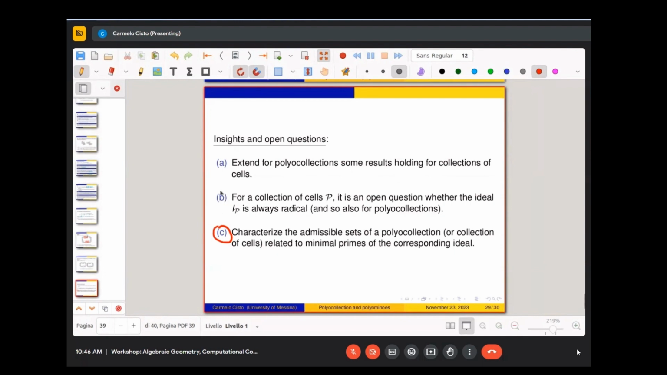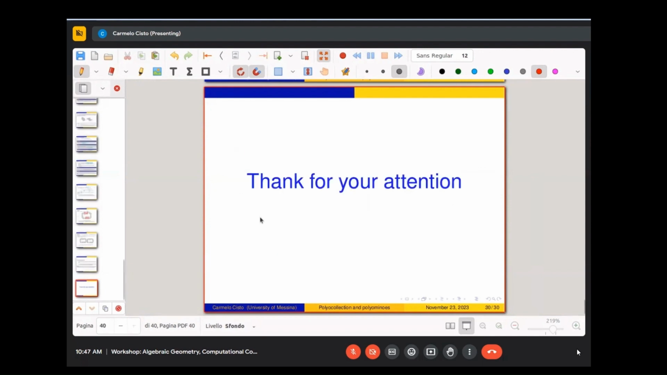And the second one I want to mention is a well-known question about collections of cells: the feeling is that the ideal associated with a collection of cells is always radical, but it is not yet proven. So this is a good question to try to answer, or maybe also to try to find and study some classes in which the ideal associated with the collection of cells is radical. Okay, so that's all, and thank you for your attention.